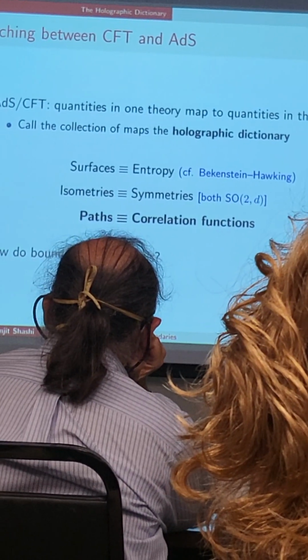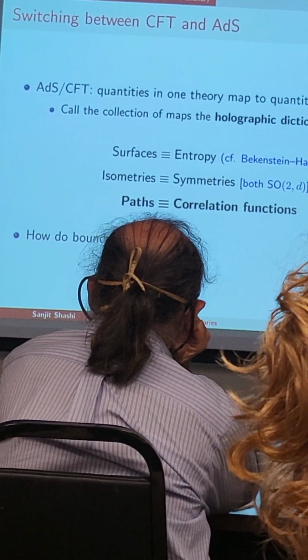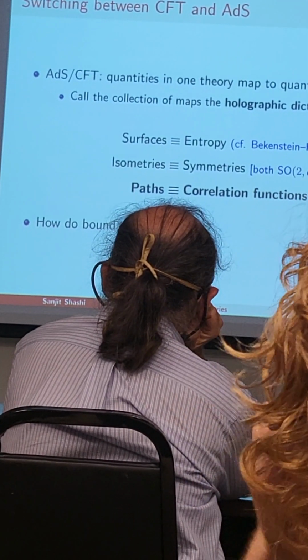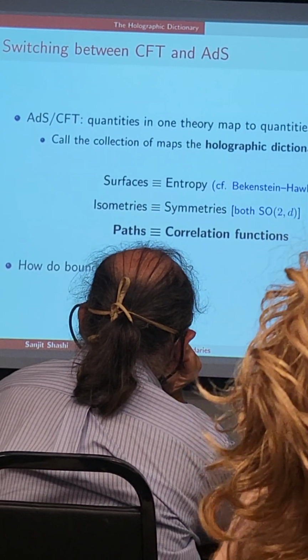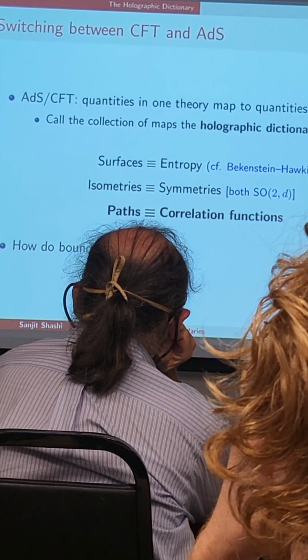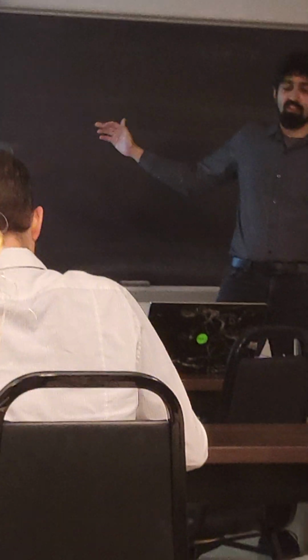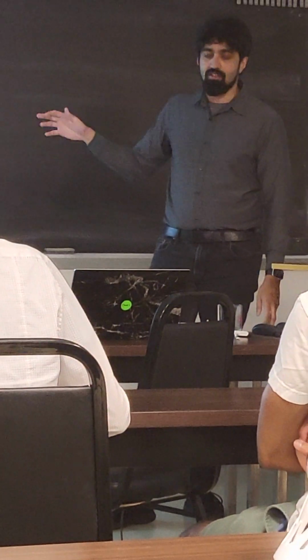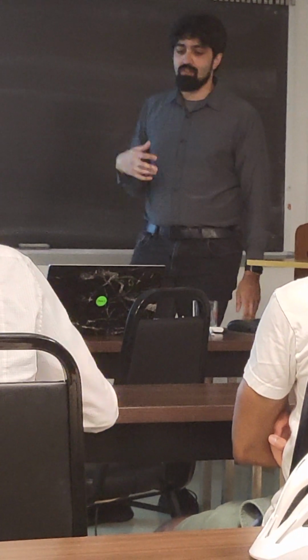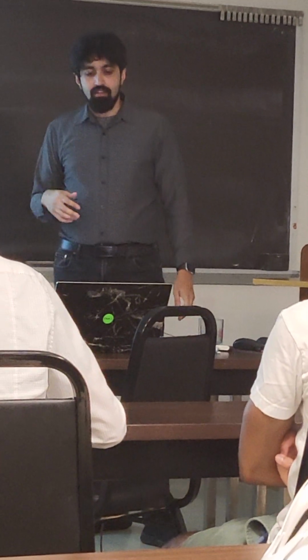First, let me just clarify what I mean by holographic dictionary. AdS/CFT is a statement that quantities in one theory map to quantities in the other. We call the set of such mappings the holographic dictionary. So for example, surfaces in AdS will map to entropies in the CFT. Bekenstein-Hawking is kind of the harbinger of that, but later I'll talk about the more modern version, which is Ryu-Takayanagi.